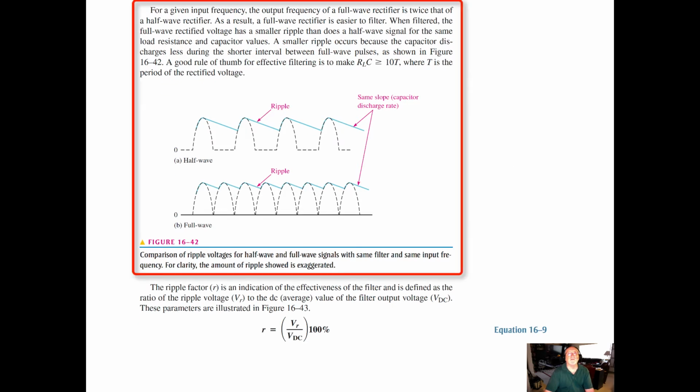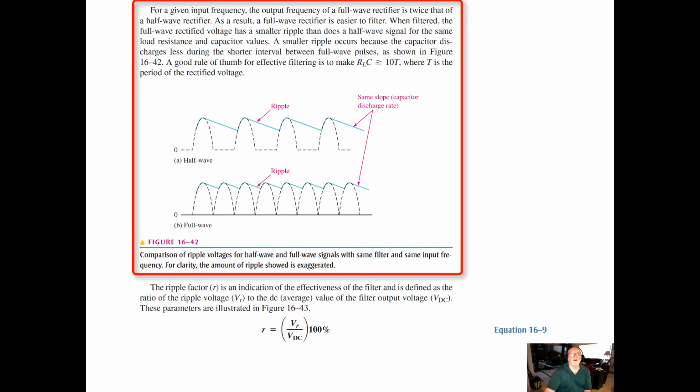For a given input frequency, the output frequency of a full wave rectifier is twice that of the half wave rectifier. As a result, a full wave rectifier is easier to filter. When filtered, the full wave rectified voltage has a smaller ripple than does the half wave rectifier. The smaller ripple occurs because of the capacitor discharging less during the shorter interval between the voltage pulses.